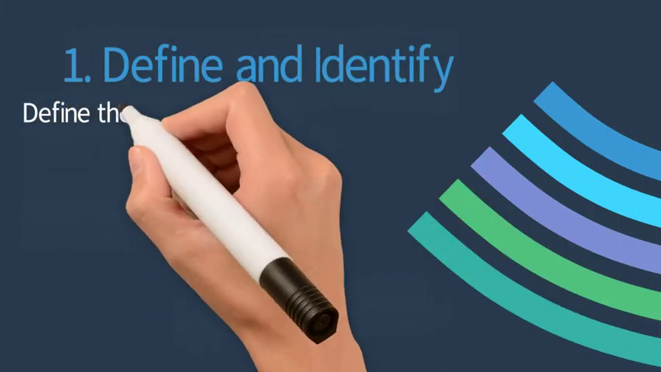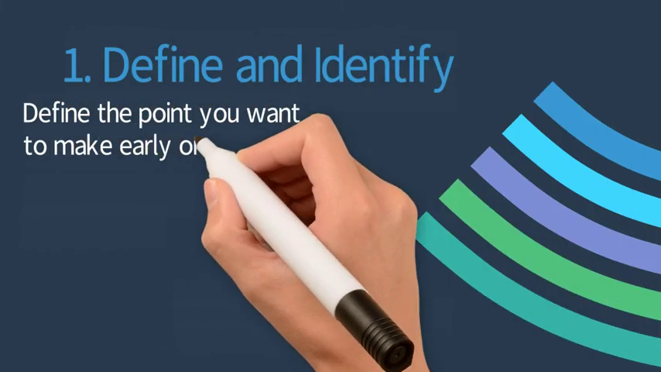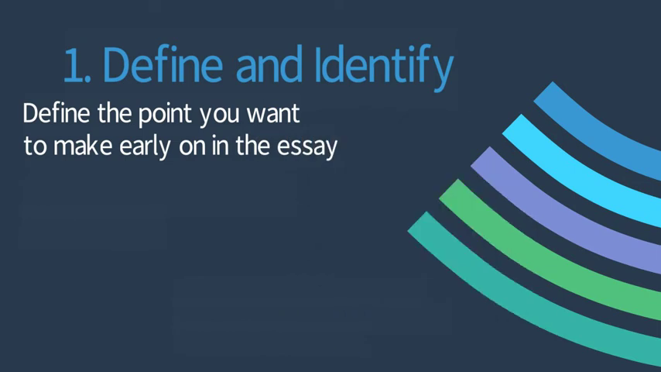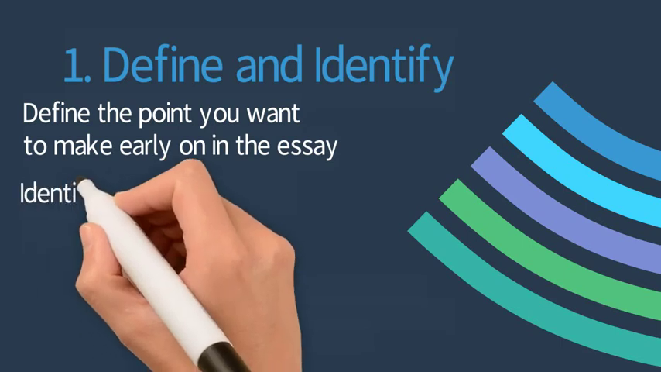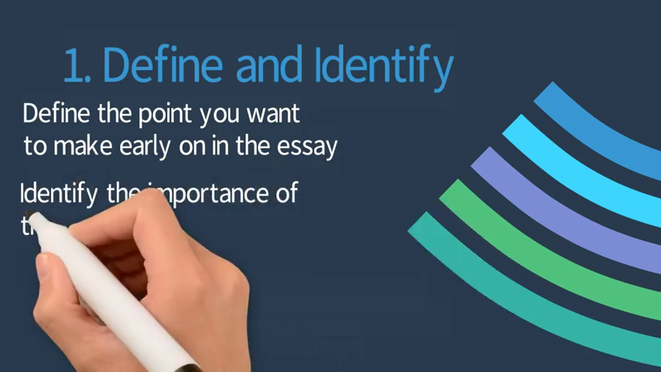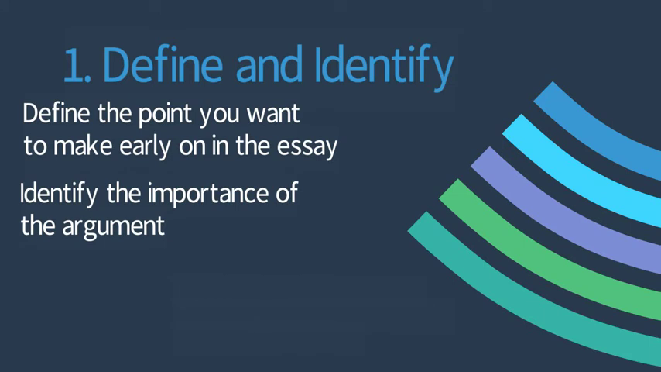1. Define and identify. Define the point you want to make earlier on in the essay so that your readers understand exactly the point of entry in the conversation or debate that you are having. You'll want to identify the importance of the argument as well.